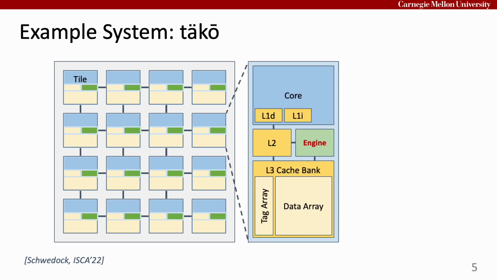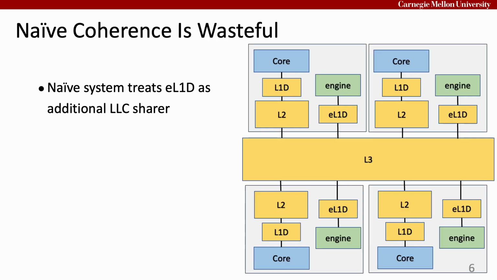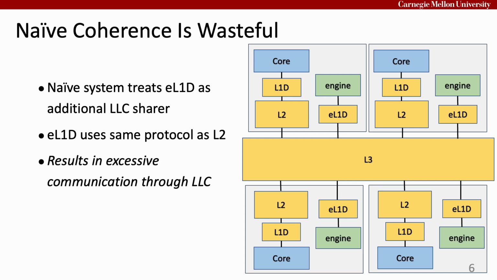Each tile in a coherent multi-core is augmented with an engine, giving the engine efficient access to data in the tile's caches. Each engine also contains its own private, cache-coherent data cache, the EL1D. Kobold's goal is to efficiently keep the EL1D coherent with the rest of the system. A naive system treats the EL1D as an additional sharer in the LLC, but this doubles directory state, and even worse, it causes excessive coherence latency.